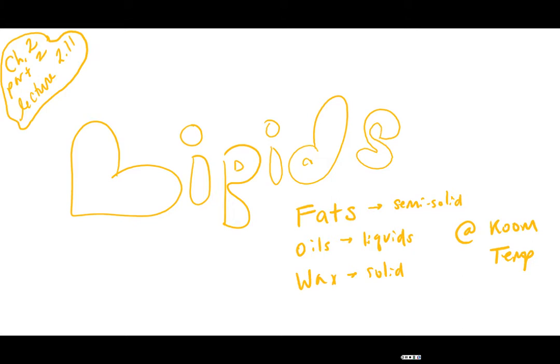Now, when we talk about lipids, examples of these include fats, oils, and waxes. And the difference between these three types of lipids is how they are at room temperature, I guess we should say. So your fats are going to be considered semi-solid at room temperature. So think about soft butter. Your oils are going to be liquids at room temperature, and your waxes are solid at room temperature.